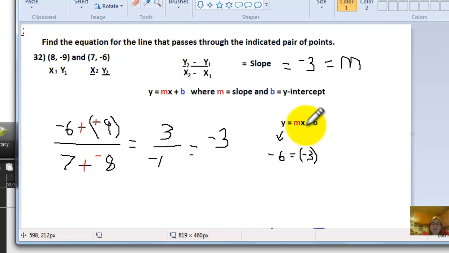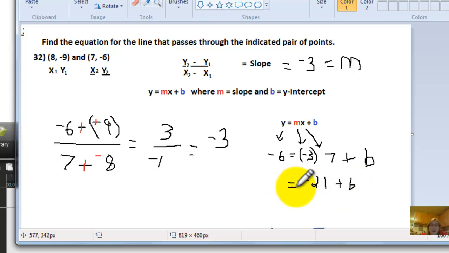And we have an x, so here's our m, and we're going to have an x. If we use -6, we have to use the x that goes with -6. We cannot switch points in the middle of multiplying. Okay, and we have a b. So we have one variable, and we can solve for the one variable. So first let's simplify -3 times 7, which is -21. So we have -21 plus b equal to -6.